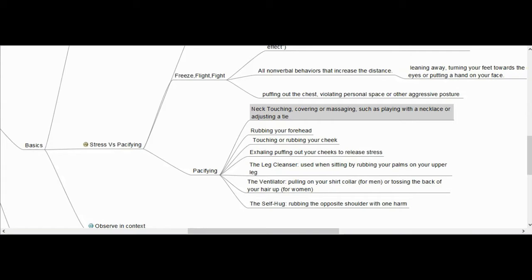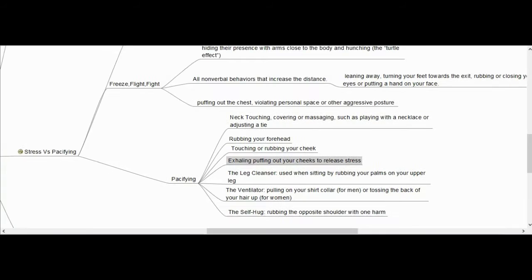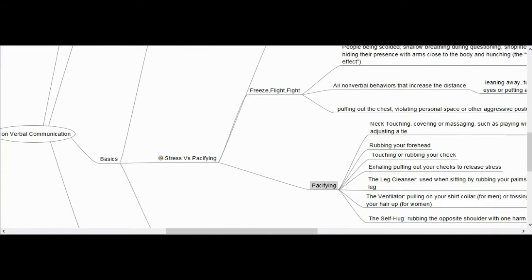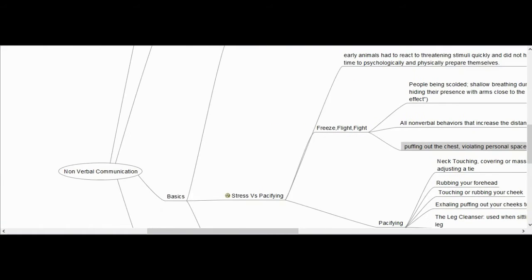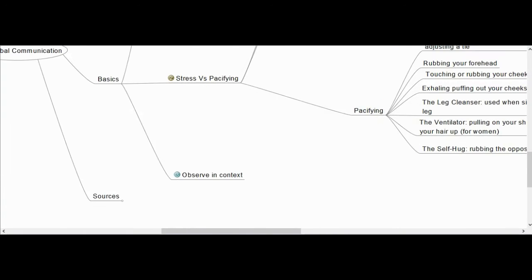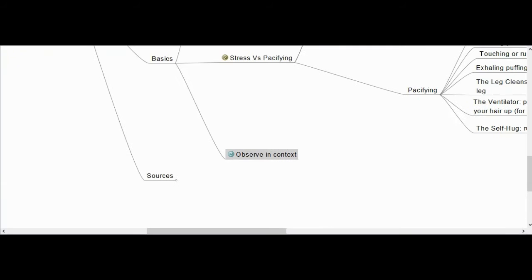You don't have to memorize all these. We're going to discuss them in detail in the upcoming videos. I'm just introducing them to you. We'll discuss pacifying behaviors, freeze behaviors, flight behaviors, and fight behaviors. Another rule is observing context. So let's say a person is scratching his head.